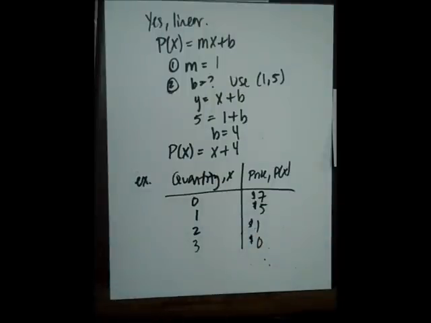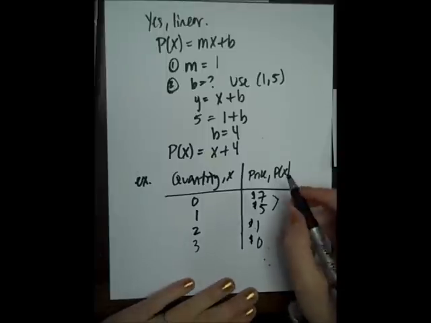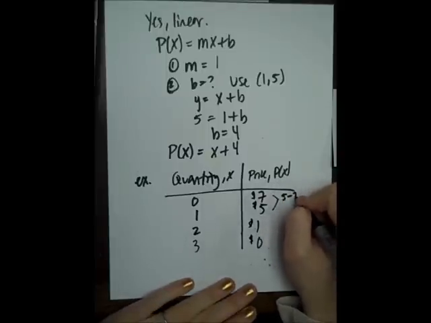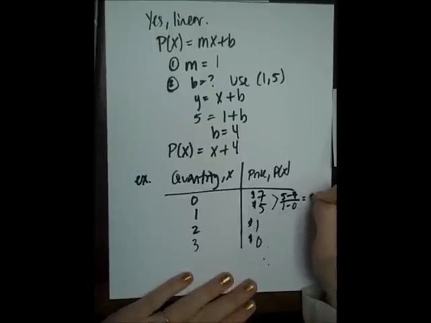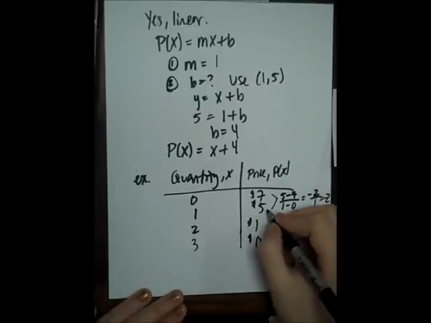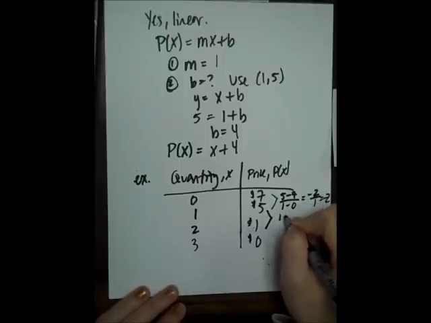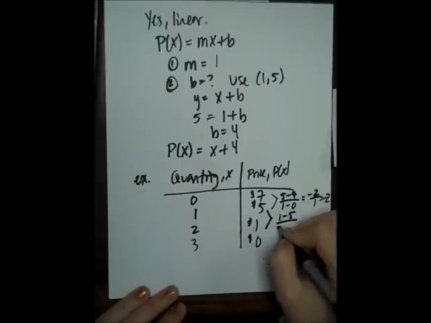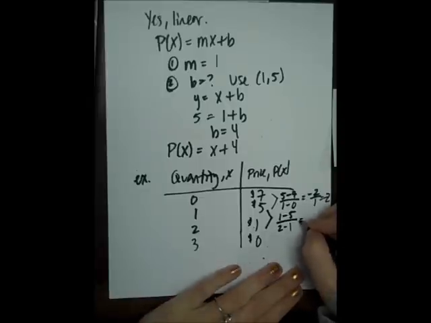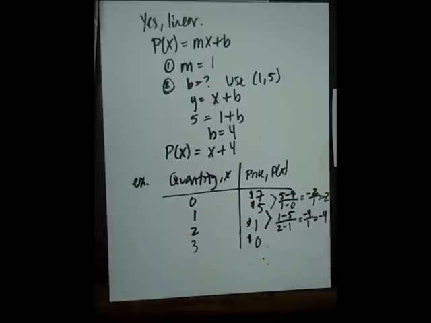Like we were saying before, if you want to know if it's a linear relationship, find the rate of change between any 2 points. So let's look at these. My rate of change here will be the change in y, so 5 minus 7, over my change in x, so 1 minus 0, so that's negative 2 over 1, negative 2. Now between the next 2 points, I'll have my change in y, so 1 minus 5, over my change in x, so this is going to be negative 4 over 1, which is negative 4.